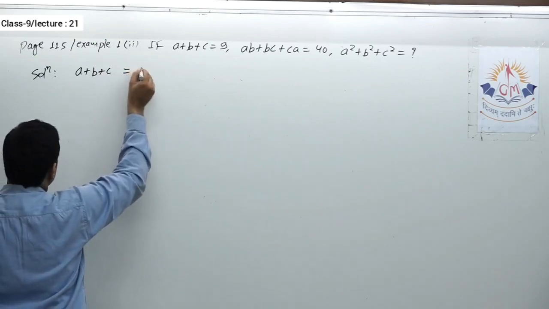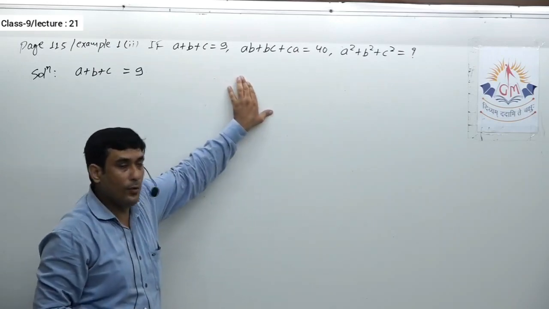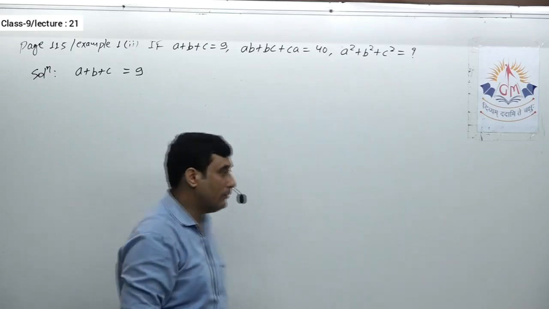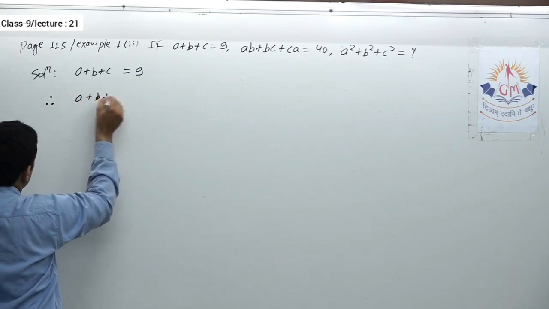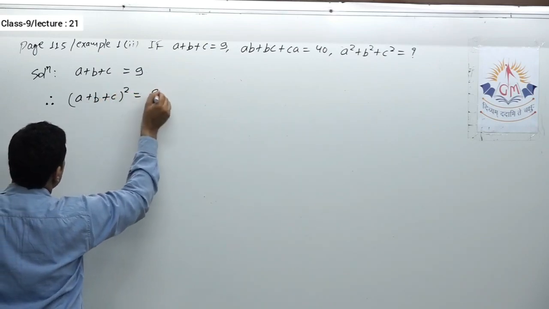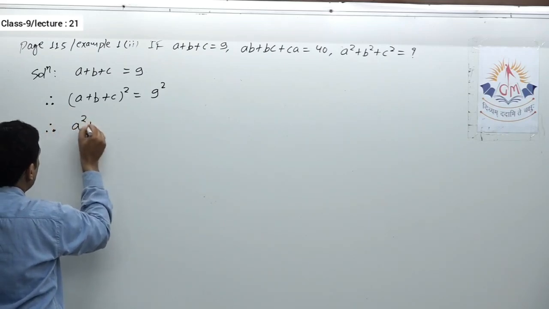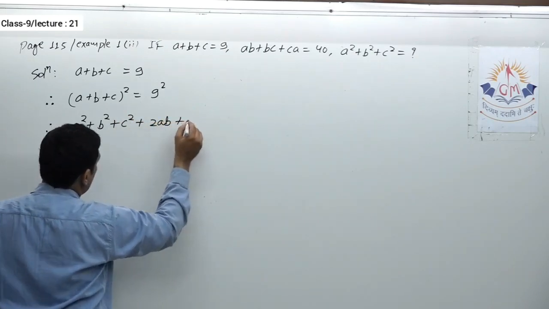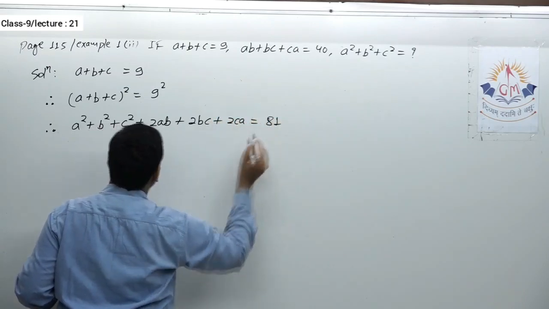So a + b + c is equal to 9. It is almost similar to that one, where a + b + c was equal to 0, and instead of ab + bc + ca, this was given to you. That is the only change in this question. So next definitely we are going to make it square, only then it is possible to introduce the remaining parts of the identity. So now when I square it, a² + b² + c² + 2ab + 2bc + 2ca is equal to 81.